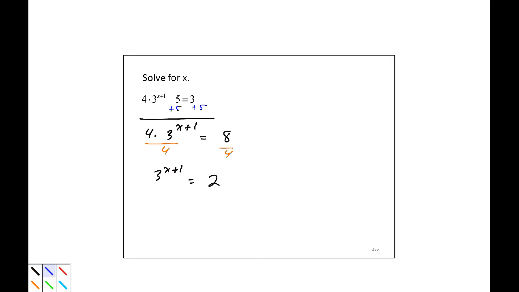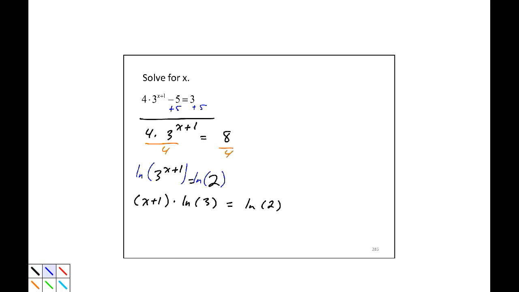Now, because we don't have a base of 10, we're going to use the natural log. So we have natural log of 3 to the quantity x plus 1 equals natural log of 2. Now we can bring our exponent down. Our exponent is x plus 1, so I'm going to put that in parentheses so that I keep that factor together. So parentheses, x plus 1, close parentheses, times natural log of 3 equals natural log of 2.